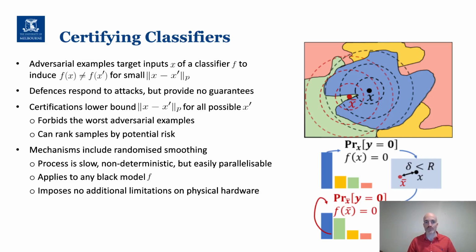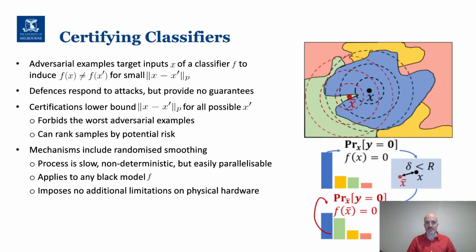In contrast, samples with smaller certificates associated with them have a higher potential risk, both in terms of smaller adversarial examples potentially existing against these samples, and that it could well be that these samples have already been attacked. So we can use these certificates in several different ways to help us secure our models.